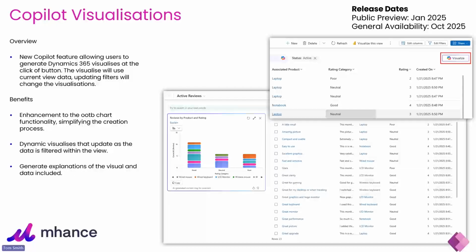So this is something that went into public preview at the start of the year. So like I say, you can start to play around with this within your test environments. This is something as well that has to be enabled by admins. So within the Power Platform Admin Center, there is a new toggle within the features where you enable this, and then this will become available.